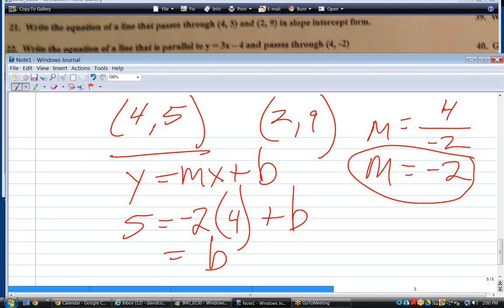So what's b equal to here, Patrick? 13. Yeah. So what's the equation? Y equals negative 2x plus 13. Okay.